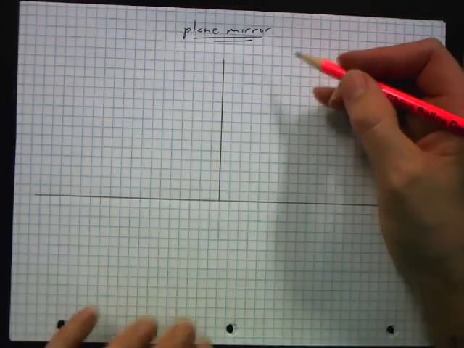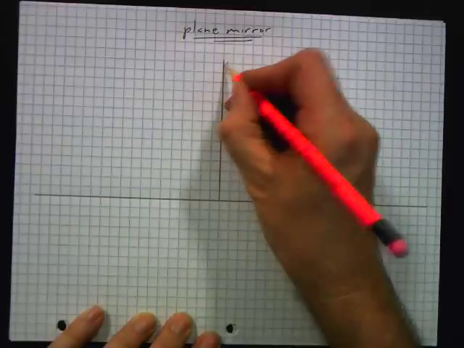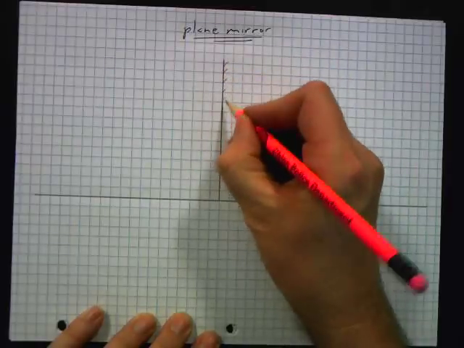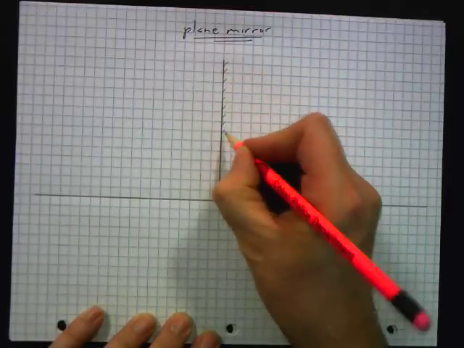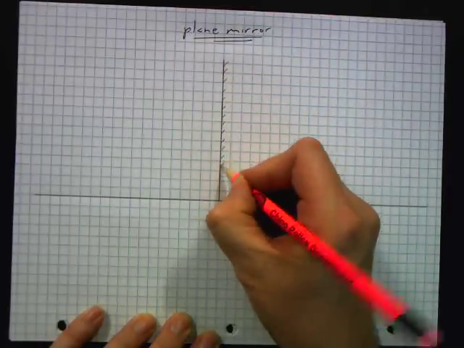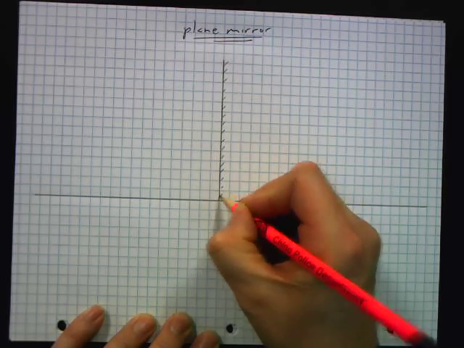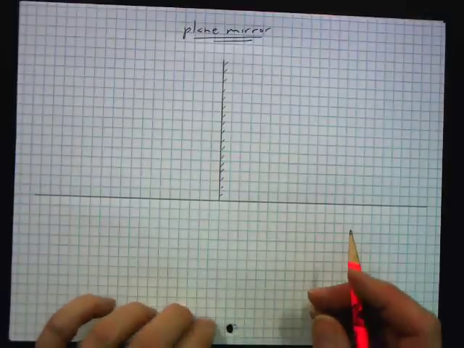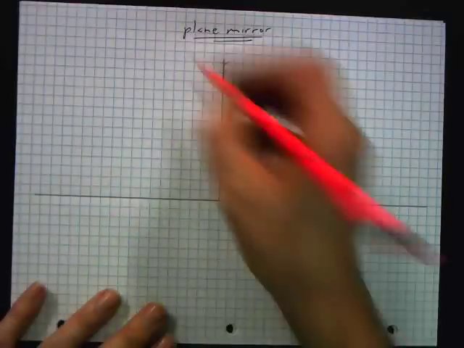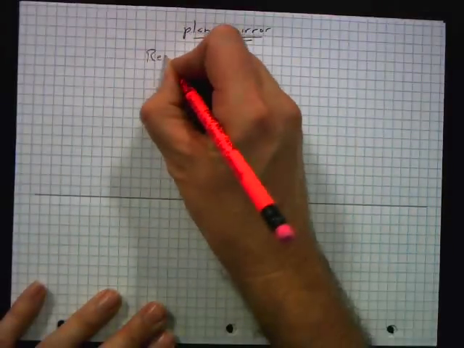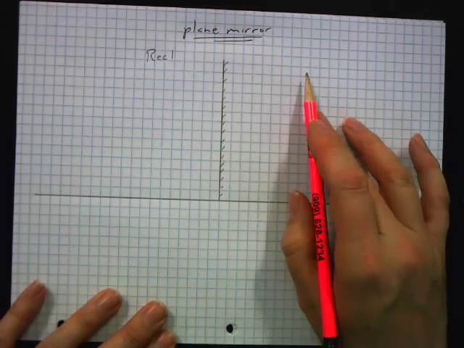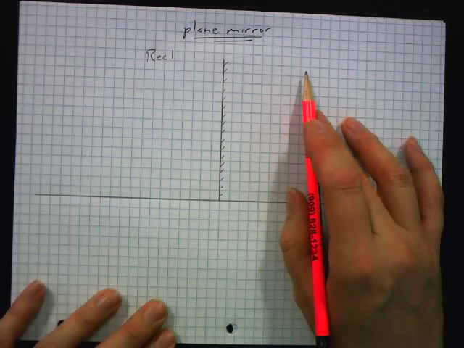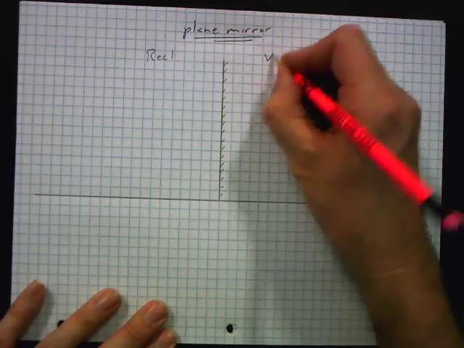Now, to show which side of the mirror is which, it is customary to put in some cross-hatching. Okay? So these little crosshatch marks mean that this side out here is the side of the mirror where you would stand. This is the real world. And back here, this is behind the mirror. This is through the looking glass. This is the virtual world.